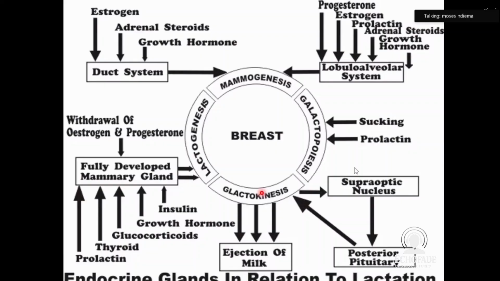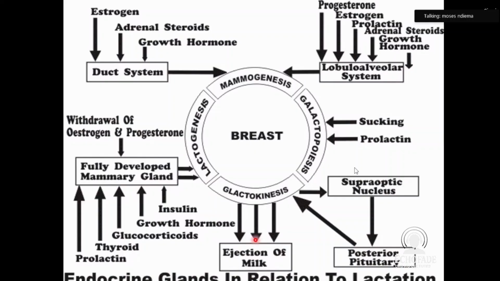And during that ejection, remember we talked about the role of oxytocin in ejection of milk. So we have the supraoptic nucleus and paraventricular nucleus producing oxytocin. And that oxytocin acts on the myoepithelial cells that are situated between the alveolar cells and the basement membrane of the mammary gland. So those basket cells, or the myoepithelial cells, contract and eject milk. That is because of oxytocin.